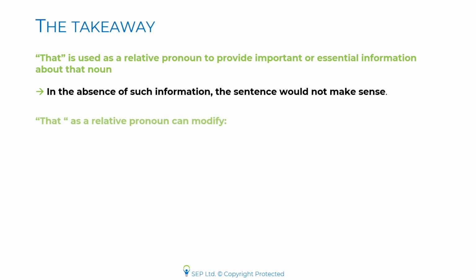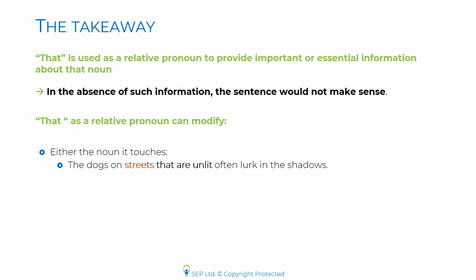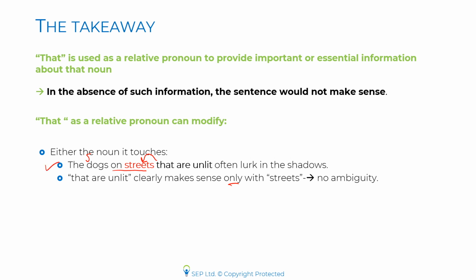So let us now understand that "that" as a relative pronoun can modify two things, but not at the same time. Either the noun it touches, for example, "the dogs on streets that are unlit often lurk in the shadows." Here the subject is the dogs, and "on the streets" is just modifying the dogs. It's a prepositional phrase. "That are unlit" here can only logically refer to streets. The dogs can't be unlit, right? So "that are unlit" clearly makes sense only with streets, and therefore there is no ambiguity here. And here "that" is clearly referring to streets, not to dogs.